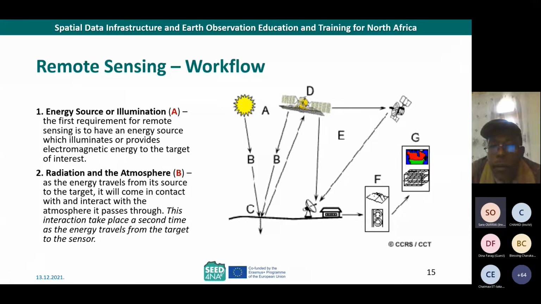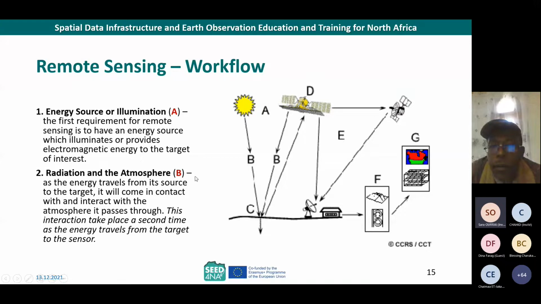So for every picturing, or taking a picture, you need some energy, a source of energy. So, an energy source of illumination. You know, when you take a picture on a tourist vacation or trip, you need some source of illumination. And if you are outside, not inside some building or whatever, that illumination is the sun. It's mostly the sun. So the first requirement for remote sensing is to have an energy source which illuminates or provides electromagnetic energy to the target of interest. So the sun's energy goes from the sun towards the Earth's surface.